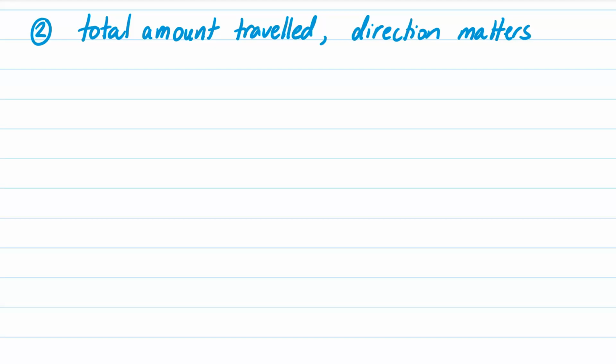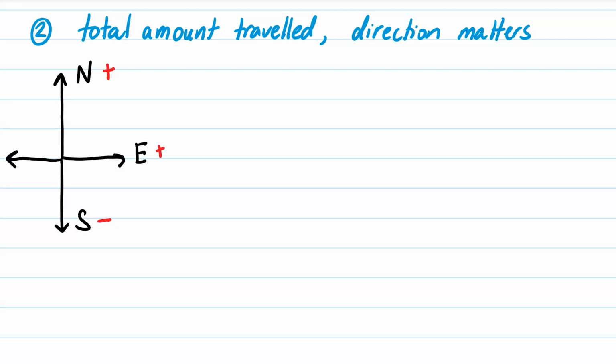Well, if we're going in the upwards direction or north, we're going to say that that is a positive direction. If we go downwards or south, we say that's a negative direction. If we happen to go to the right or to the east, that's a positive direction. And if we go to the left or to the west, we consider that a negative direction. So let's see how that plays into our example.